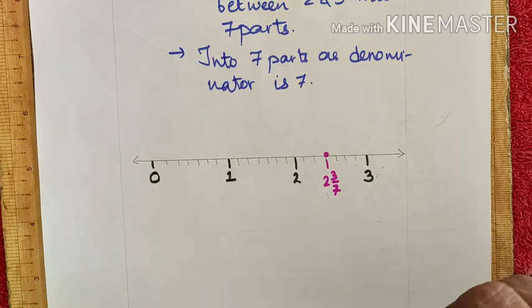We have discussed mixed fractions, the conversion of mixed fractions into improper fractions, the conversion of improper fractions into mixed fractions, that was the second topic. And the third topic we have discussed just now is the representation of improper fractions on a number line.